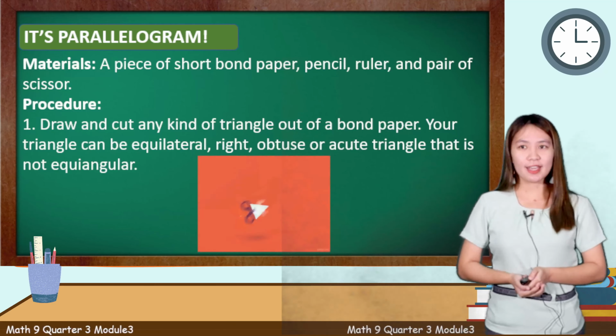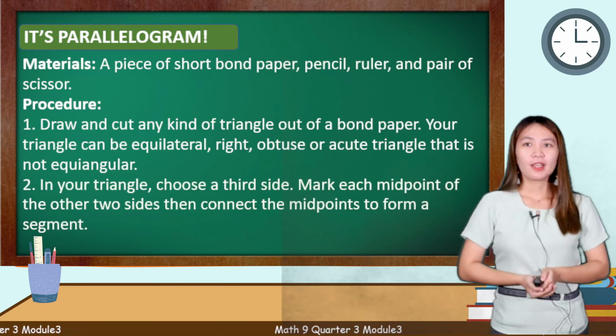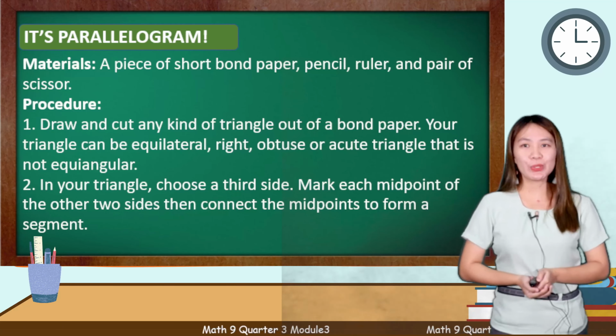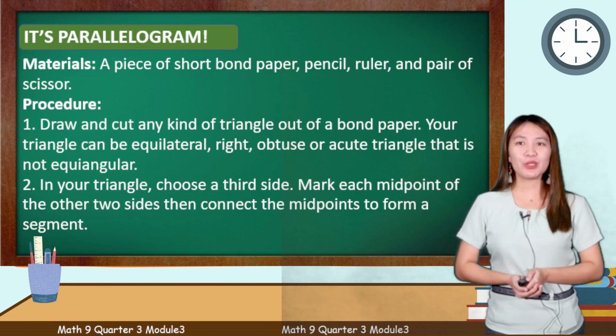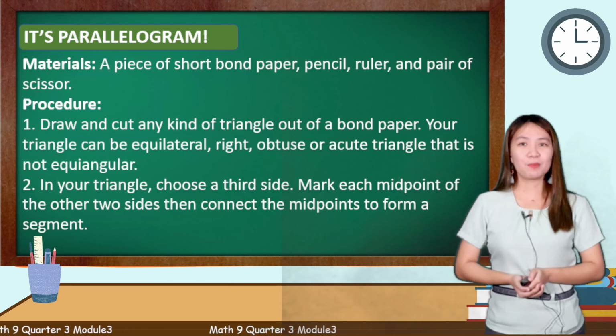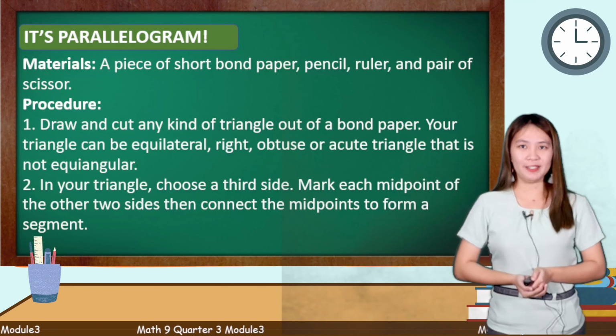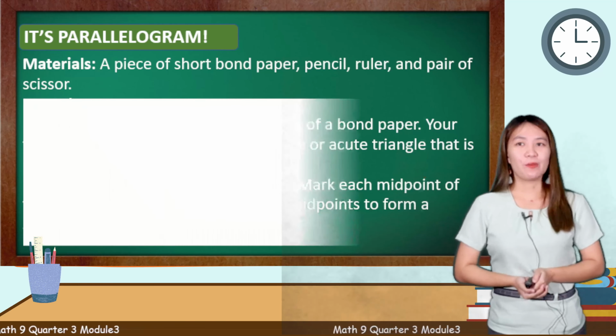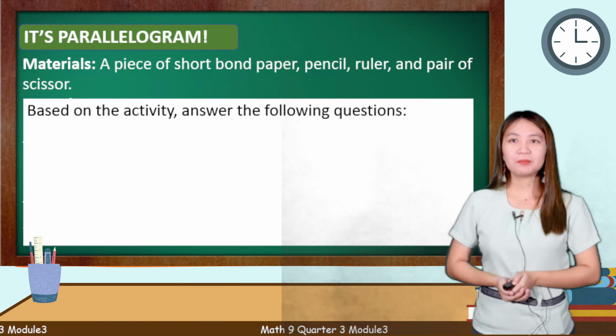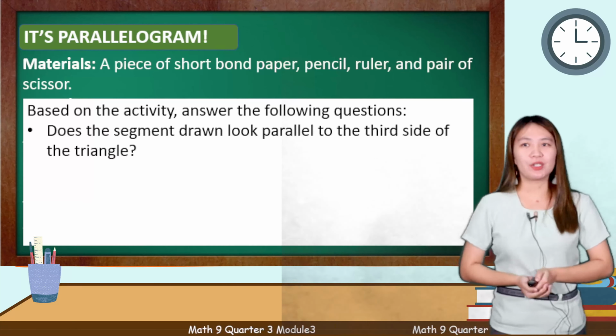And then second, in your triangle, choose a third side. Mark each midpoint of the other two sides, then connect the midpoints to form a segment. Are you done? So based on the activity, answer the following questions.